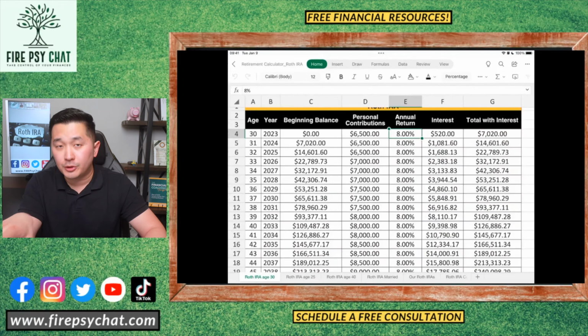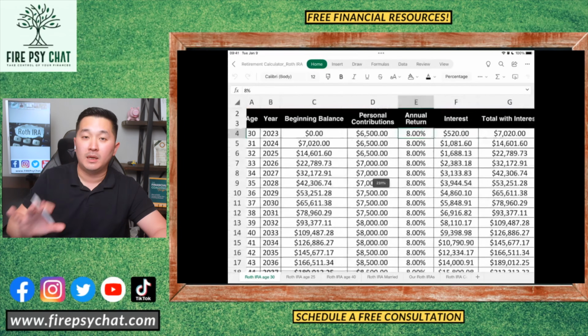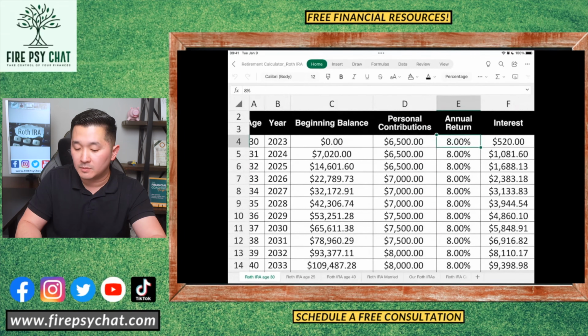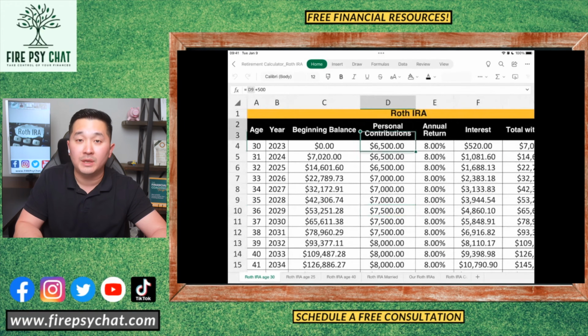The contribution limit for the Roth IRA goes up about $500 every 3 to 4 years. And it's really unfortunate that the contribution limit is only $6,500 compared to the 401k at $22,500. So I'm going to show you this. Let's say you're 30 years old with nothing invested in your Roth IRA so far in the year 2023, and I'm going to increase the maximum contribution limit by $500 every 3 years.